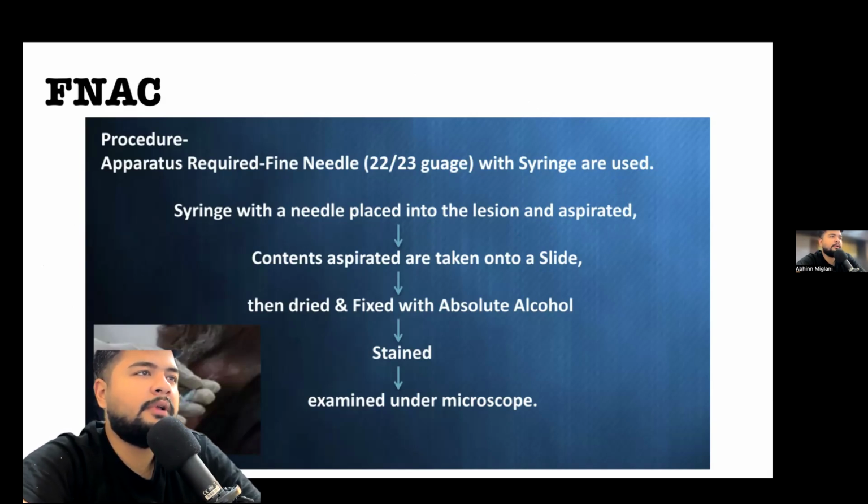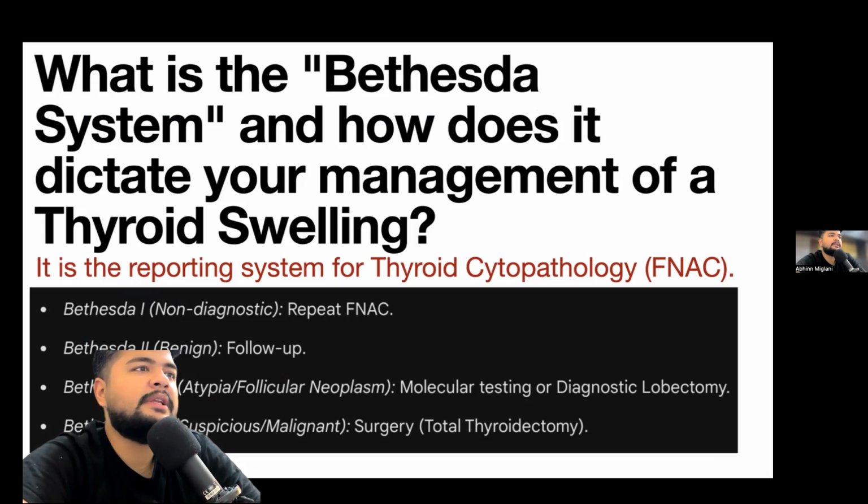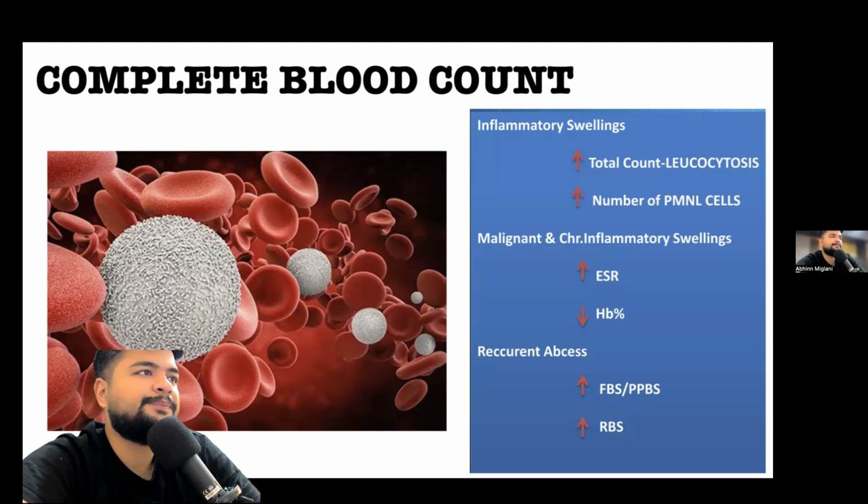So, what is the Bethesda system and how does it dictate your management of thyroid swelling? It is the reporting system for thyroid cytopathology. Bethesda 1 is non-diagnostic, so we have to repeat the FNAC. Bethesda 2 is benign, which needs follow-up. Bethesda 3 or 4, atypia or follicular neoplasm, calls for molecular testing or diagnostic lobectomy. Bethesda 5 and 6, suspicious or malignant, dictate that surgery with a total thyroidectomy is required.